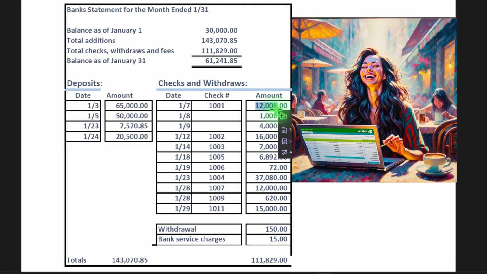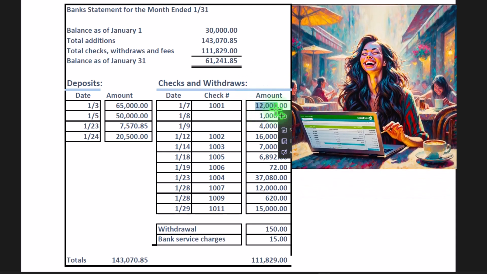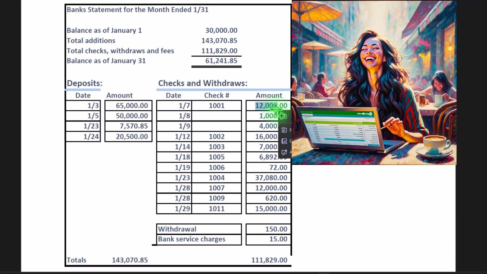What about the decreases? Money going out of your account. What happens to that? Well, it's usually going for expenses. So that's going to be your utility bill, your rent, and so on and so forth.